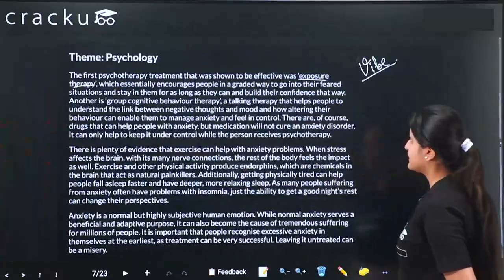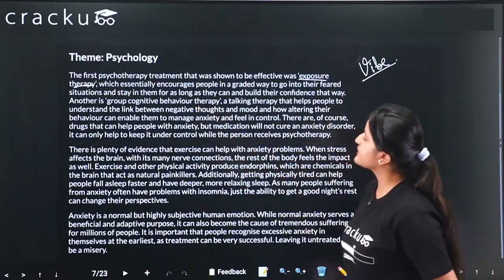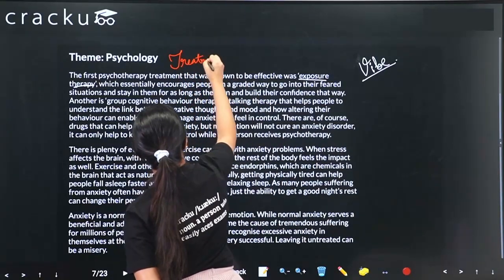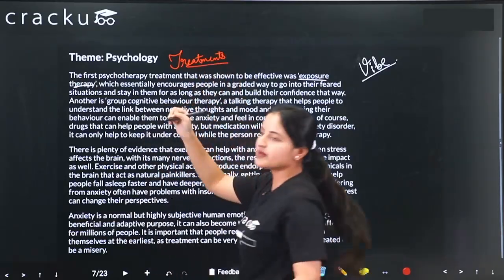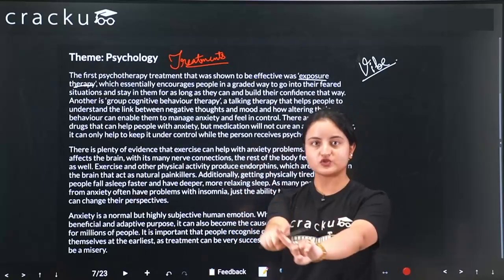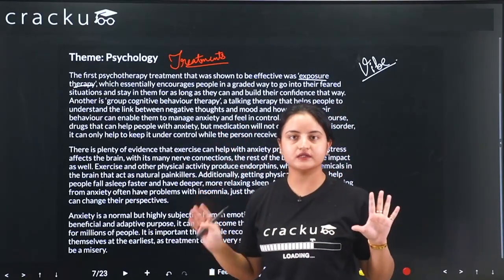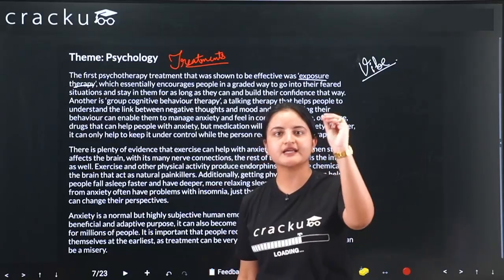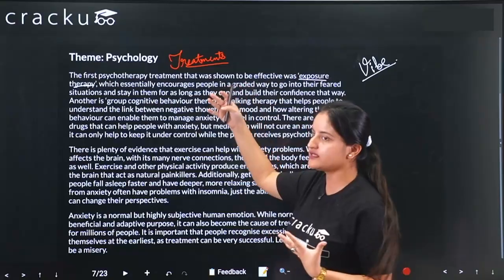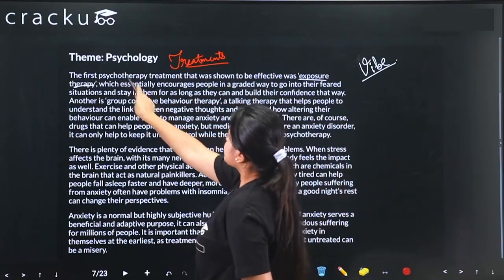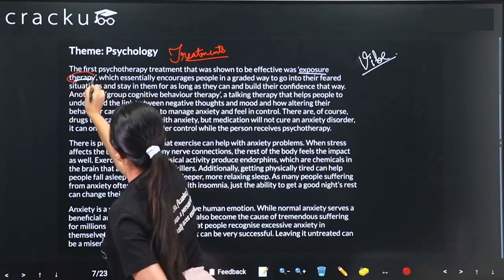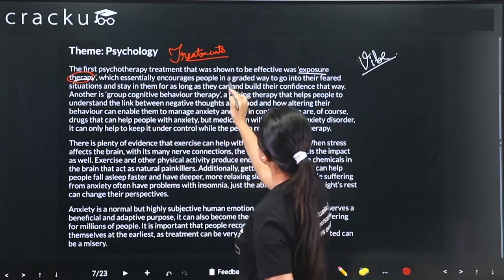Okay. Now, the first psychotherapy, now we are coming to talk about the treatments. The author described what anxiety is, now the treatments. Anxiety is not bad. The author made clear that anxiety is not bad. Anxiety disorder, when it is blown out of proportion, then it becomes bad. So the first psychotherapy treatment that was shown to be effective was exposure therapy, which essentially encourages people in a graded way.